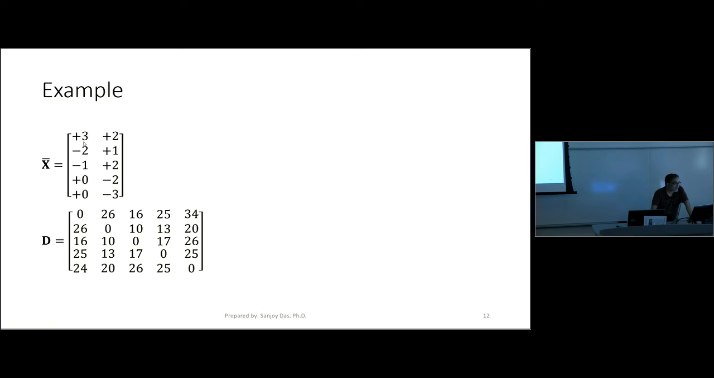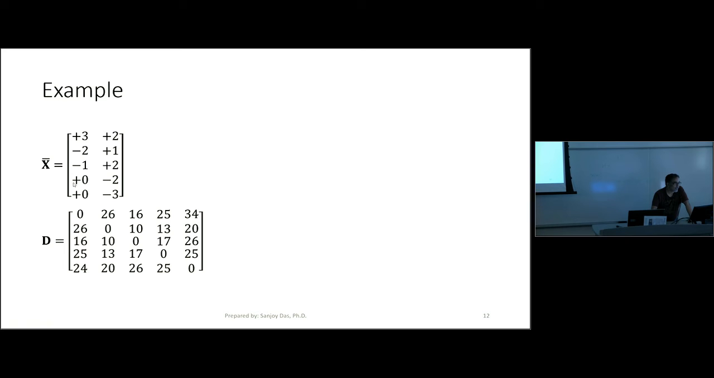Difference between this is 5. 5 squared is 25. What's the difference between this, 2 and 1? It is 1. 1 squared is 1. 25 plus 1 is 26. Right? Between 1 and 3, what's the difference? Plus 3 minus minus 1 is 4. So 4 squared is 16. Difference between plus 2 and plus 2 is 0. So 16.